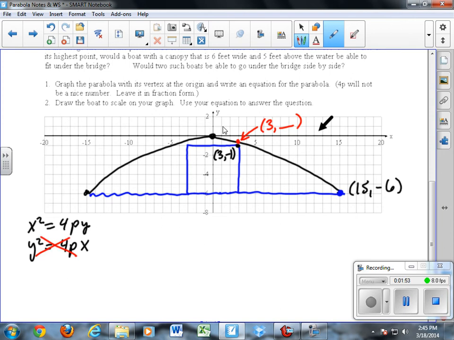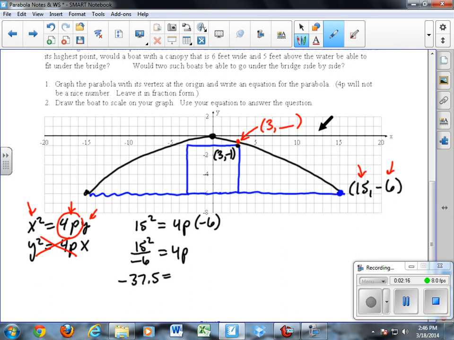Now I want to find what 4p equals, and I happen to know an x and a y from my 15 and my negative 6. So I'm going to put in 15 for x and negative 6 for y and solve for 4p. So 15 squared divided by negative 6 is equal to 4p. And that turns out to be negative 37.5 is equal to 4p. So my equation of my parabola, and I hope I haven't been saying ellipse, I think I may have, is x squared equals negative 37.5y, or x squared divided by negative 37.5 equals y.